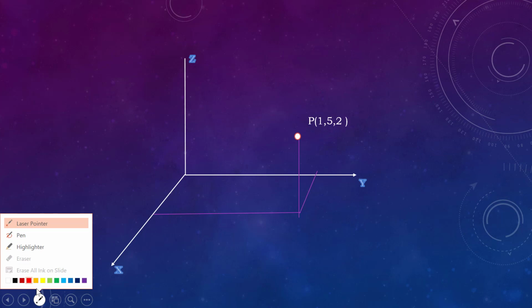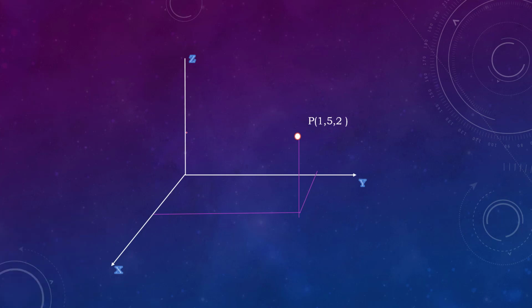Here the point charge is situated at (0, 0, 1), so it is present here. Now we have to find the intensity at point P, which is at (1, 5, 2), somewhat at a higher level. So we are going towards this point (1, 5, 2). So what is the equation? We know the intensity due to a point charge.